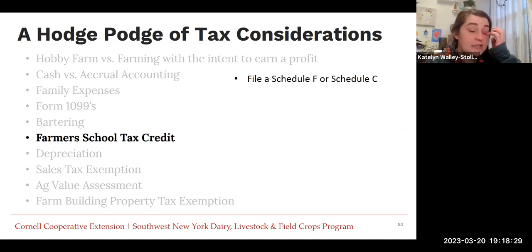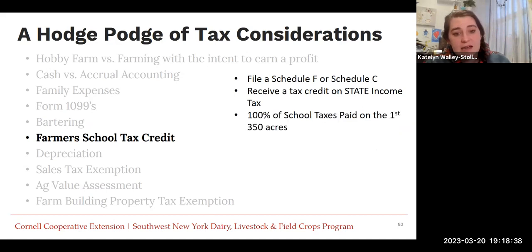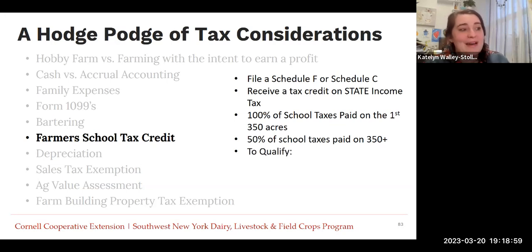Next thing that I wanted to mention is something called the Farmer's School Tax Credit. If you file a Schedule F or Schedule C for your farm business, you can receive a tax credit on your state income tax that could be equal to up to 100% of the school taxes you pay on the first 350 acres that you own or operate, and then up to 50% of school taxes paid on every acre over 350. That's a little bit confusing, right? But it can be a lot of money.